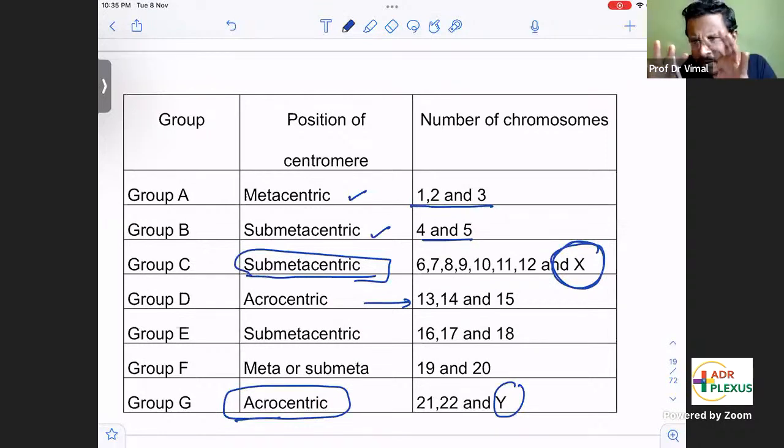Actually, before the exams, just go through this tabular column, and at least you have to definitely remember what the chromosome of X and Y is, under which group it will be belonging to. Submetacentric, 16, 17, and 18, meta or submeta. This 19 and 20 can be having a meta or submeta pattern of position of the centromere.